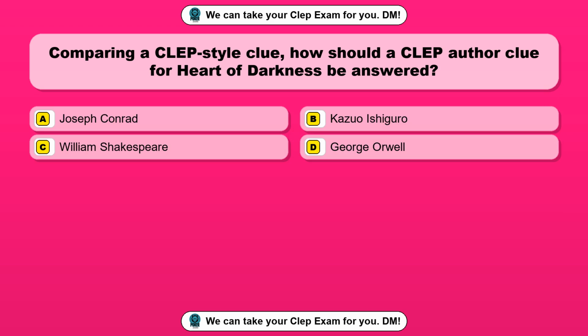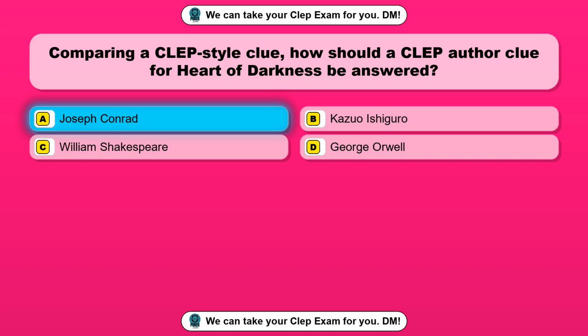Question 50. Comparing a CLEP style clue. How should a CLEP author clue for Heart of Darkness be answered? Option A. Joseph Conrad. Option B. Kazuo Ishiguro. Option C. William Shakespeare. Option D. George Orwell. The correct answer is option A.